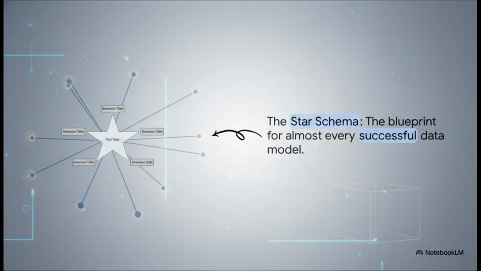And for pretty much every successful, high-performing data model out there, the blueprint is this, the STAR schema. And listen, this isn't just a friendly suggestion. It's the industry-standard way to organize your data to get the best performance and make it easy to understand. It is the absolute bedrock of good Power BI development.